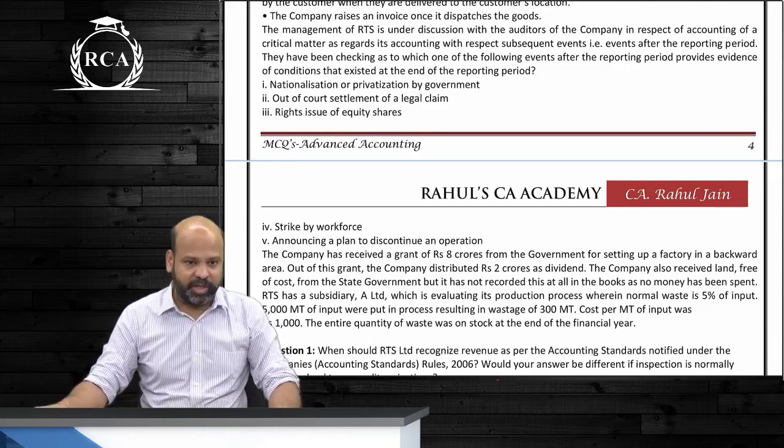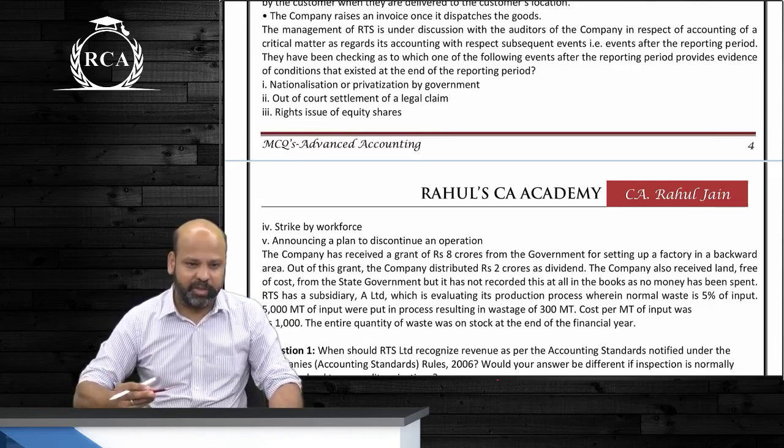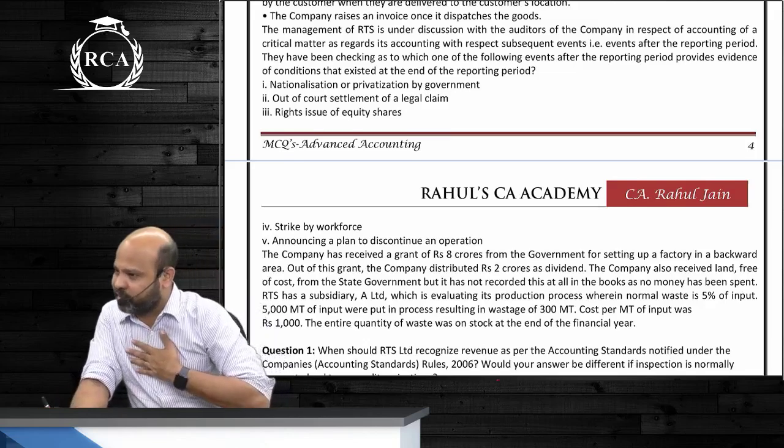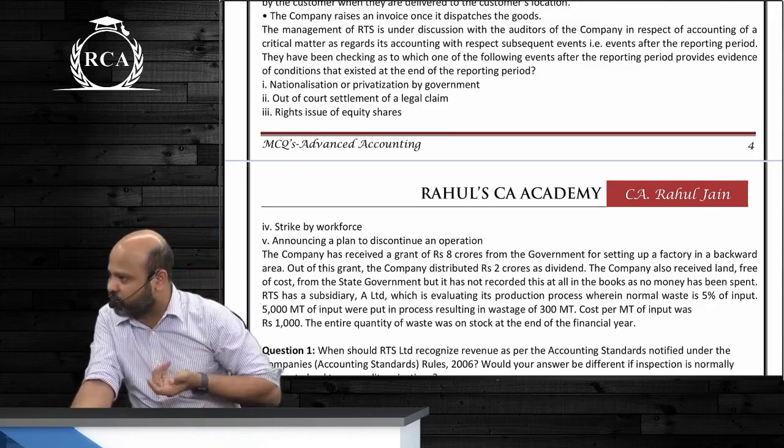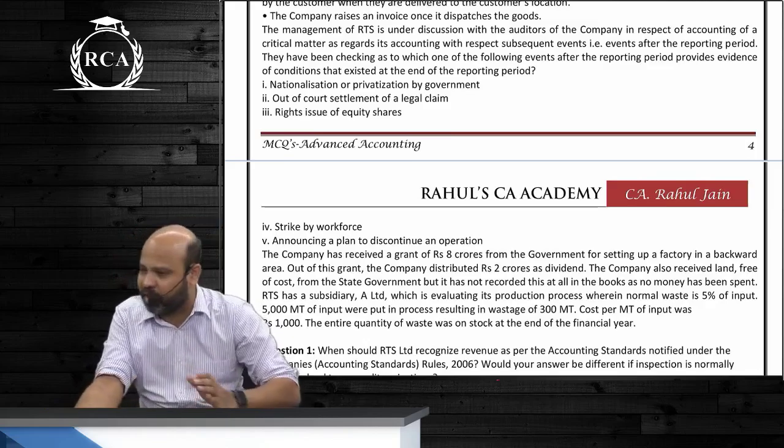Rights issue of equity shares. Can you record the issue of equity shares, guys, as on balance sheet date? I told you, asset acquisition as such, normal everything. You cannot go back and record. You will have to record only as on the date of transaction. Not everything can be recorded.